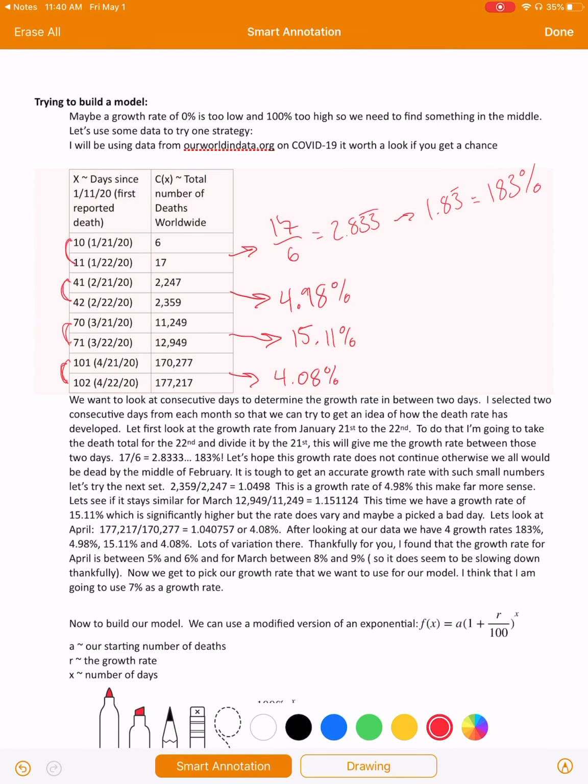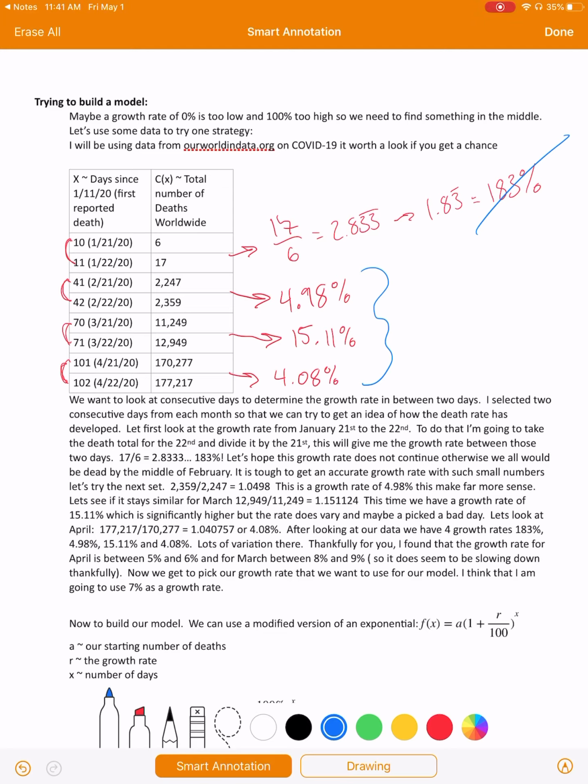Right? So you can see there's quite a bit of variation between these 8 random dates that I picked. We saw as low as 4%, we saw as high as 183%. Maybe if we were kind of cheeky, we could get rid of that 183% and focus in here and say, well, it's got to be somewhere in there, right? Maybe it's between 4 and 15, and we want to figure that out.